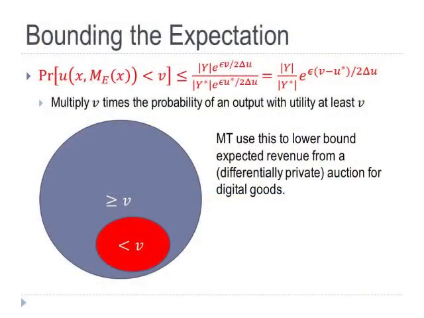All right. You can also use the arithmetic that you have already seen to bound the expectation. So for any v, we had this bound on the probability that the utility would be at most v. So you could multiply v times the probability of such an output to get a lower bound on utility. And McSherry and Talwar used this to bound the revenue from a differentially private auction for digital goods. And we'll talk about that next.